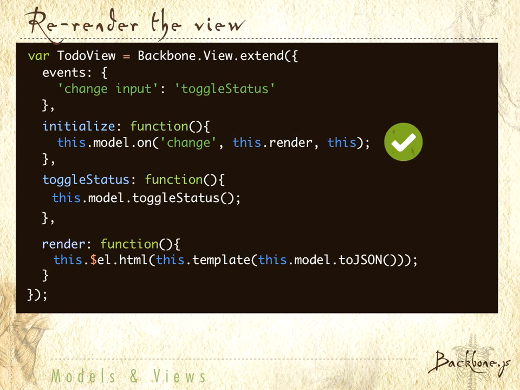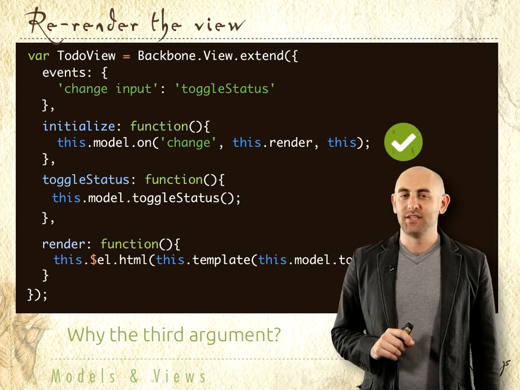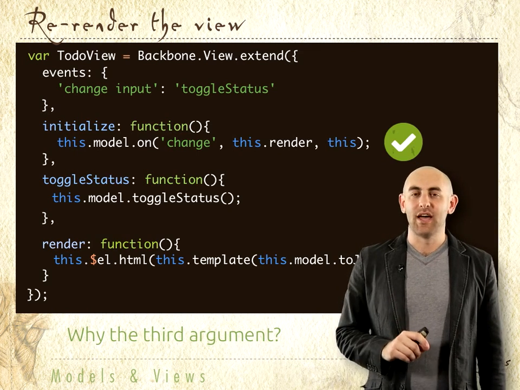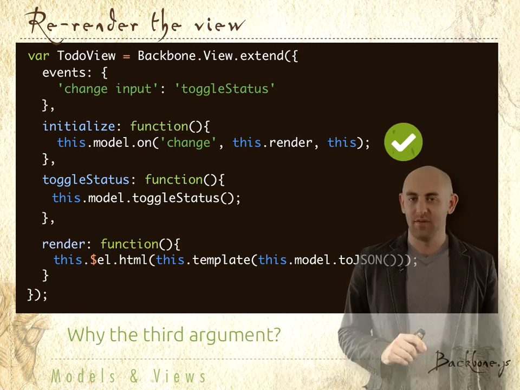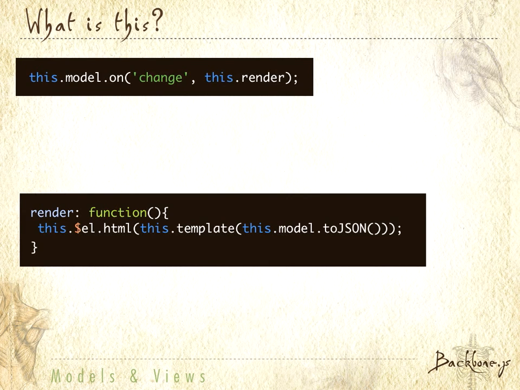You might be wondering about that third argument, the this we're passing into the on function. Let's look at an example of listening for the change event on the model without passing in that third argument. And then we'll look at what changes when we do pass in that third argument. So here's our render function. As you can see, we're using the keyword this inside of the function. What the this refers to is the context of the function as it is called. As you can see, we're going to want the this to point to our to-do view instance.